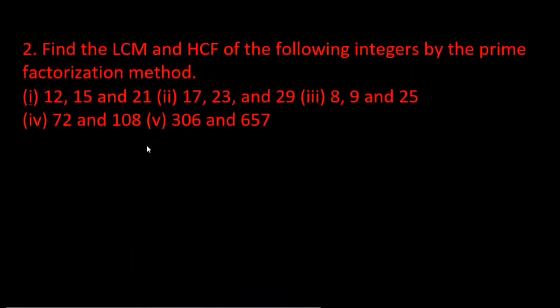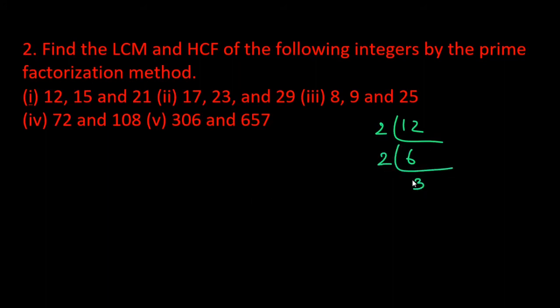Find the LCM and HCF of the following integers by prime factorization method. Let us see one or two. The first one, let us see 12, 15 and 21. 12, divide by 2, we get 6. Again divide by 2, we get 3. So 12 can be written as 2 square into 3.